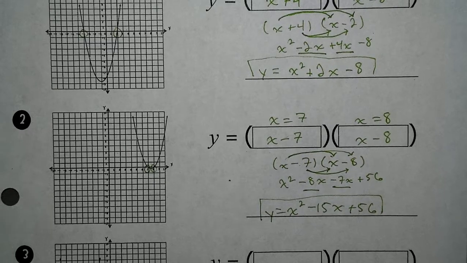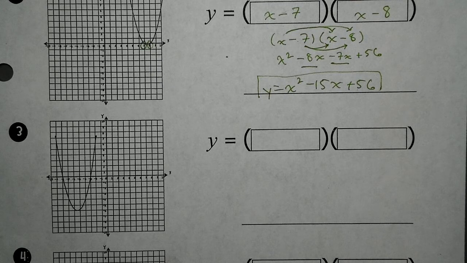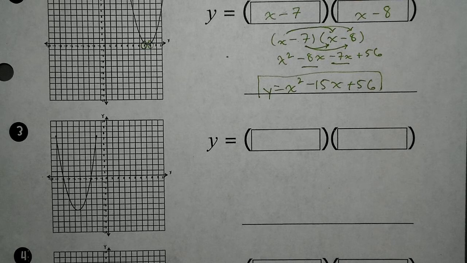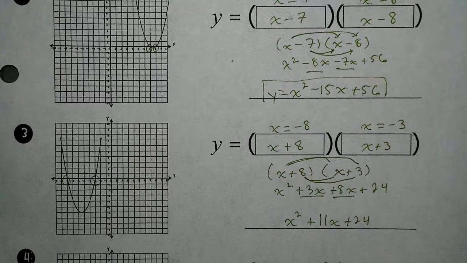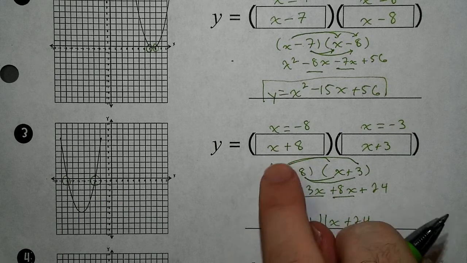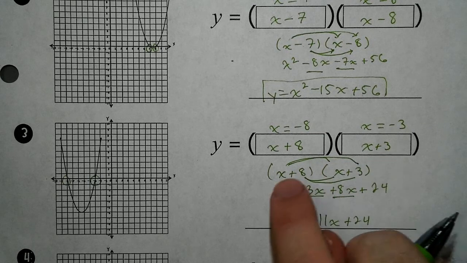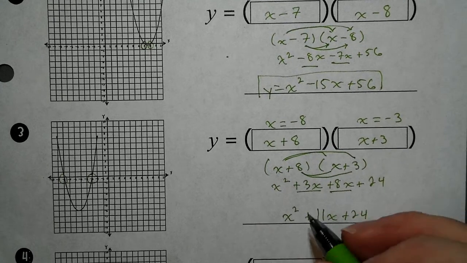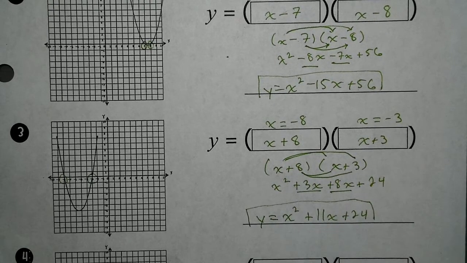Not too bad, right? Now, I want you to try number 3. Push pause on the video, push play when you're ready to see the answer. All right? So push pause now. And there's what I got. It crossed at negative 8 and negative 3, so those were my solutions. Remember, x lies, so for my factors I had to change the sign from negative 8 to positive 8, negative 3 to plus 3. After I FOILed and multiplied, this is what I got for my equation: y equals x squared plus 11x plus 24.